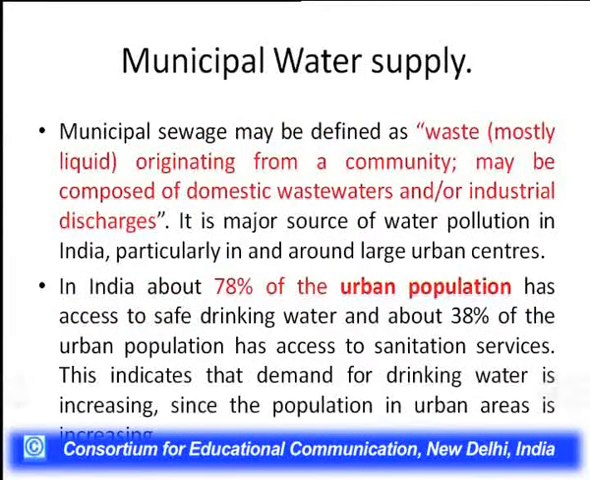Now the municipal waste supply. Once you are generating wastewater, it also comes out from different community levels. And along with the domestic wastewater, we have industrial discharges. So 70% of the urban population are already under threat from the drinking water problem, and 38% of the urban population lack services. So we have to understand that water quality also impacts the health and sanitation of that area.